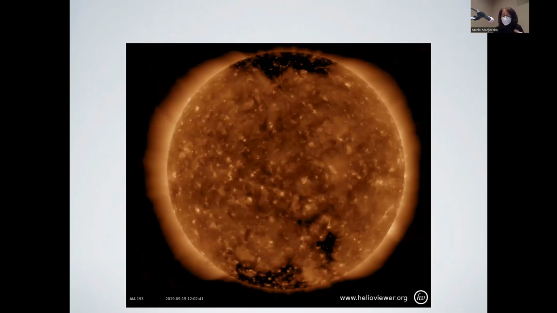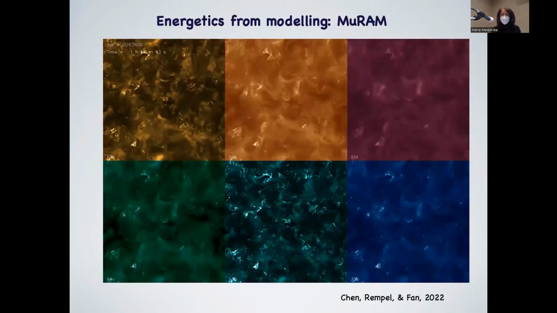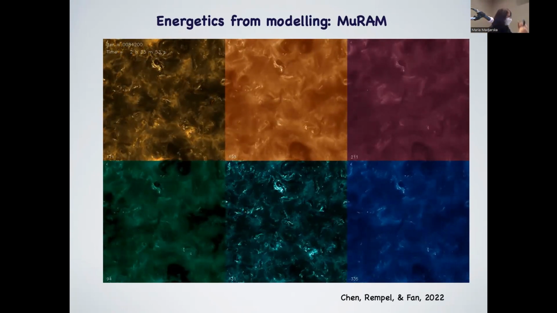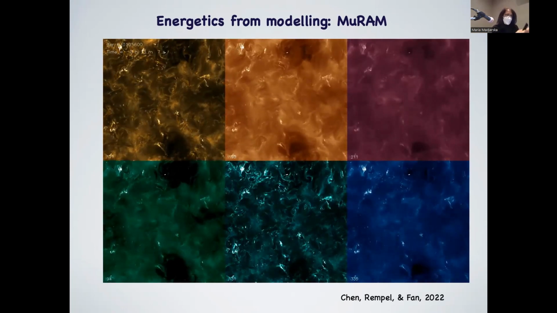And why I say this: recently I received from a colleague, Matthias Rempel, results of his most recent work. This is the newest code he developed in 2017. And what he concluded is that the quiet sun and open magnetic flux provide the necessary energy loss to heat the corona to 1,000,000 degrees. And I will show you these simulations, which I'm privileged to have even before the paper was accepted on 3rd of October. These are simulated observations from the Solar Dynamics Observatory.